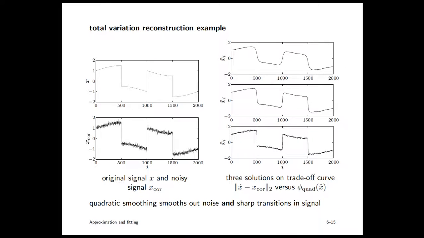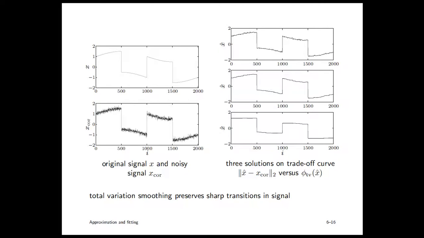Here is also an example of the total variation reconstruction. The left shows the original signal and the corrupted signal, and the right shows the three different solutions obtained by applying different parameter vectors. We can see that the middle smooth signal gives the best compromise. So we can say that total variation smoothing preserves the sharp transitions in the signal.